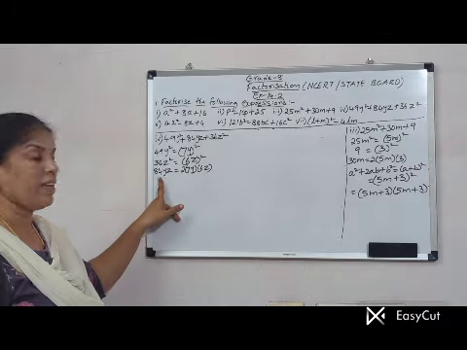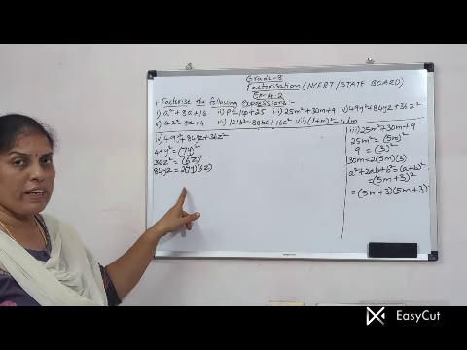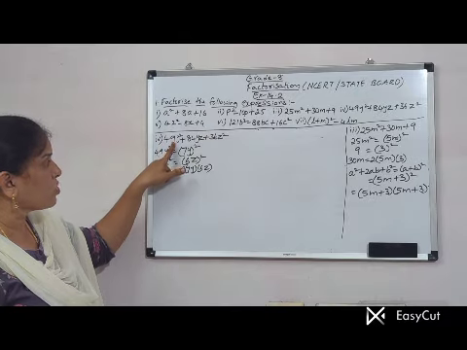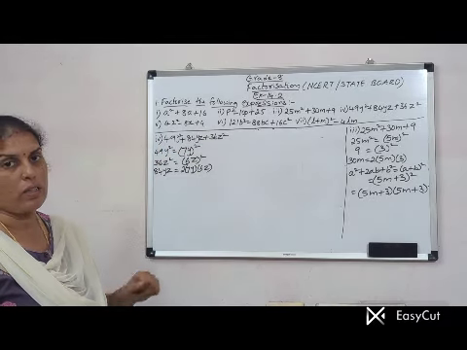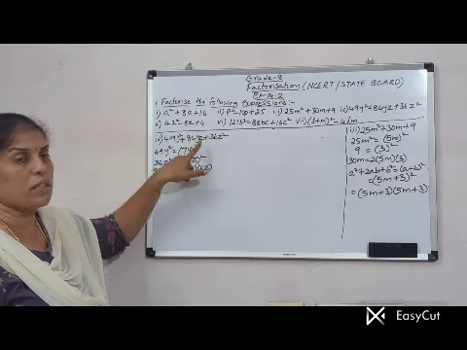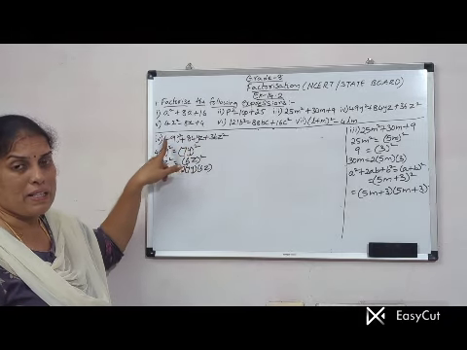84yz. See here, it is matching. So we can write it in the form of (a+b) whole square. This is in the form of a square plus 2ab plus b square. While you are applying the formula, you must check the signs also. Here all signs are plus.